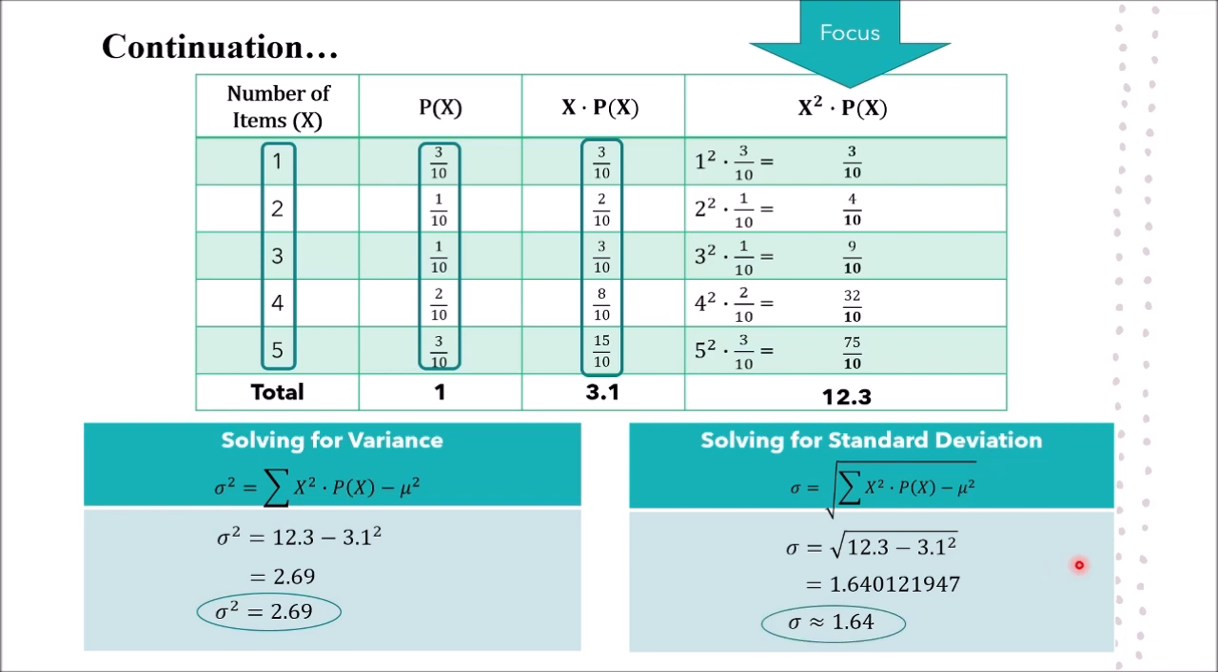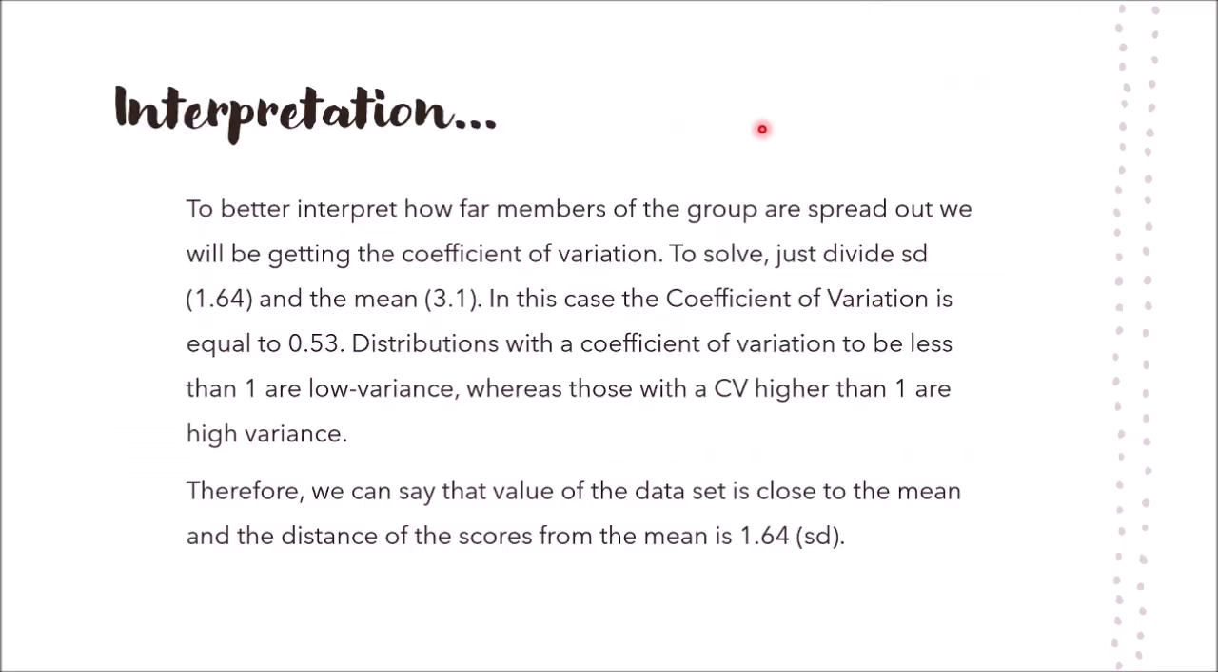Let's discuss what these values mean for us. To better interpret how far members of the group are spread out, we will get the coefficient of variation. To solve, just divide the standard deviation, 1.64, by the mean, which is 3.1. In this case, the coefficient of variation is equal to 0.53. Distributions with a coefficient of variation less than 1 are low variance, whereas those with a coefficient of variation higher than 1 are high variance.